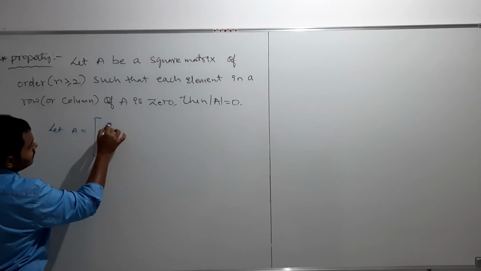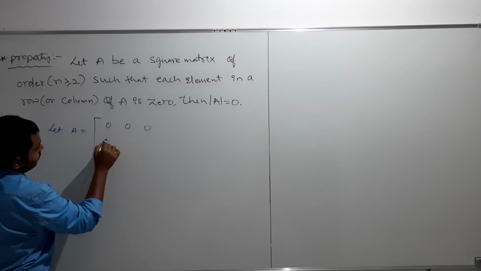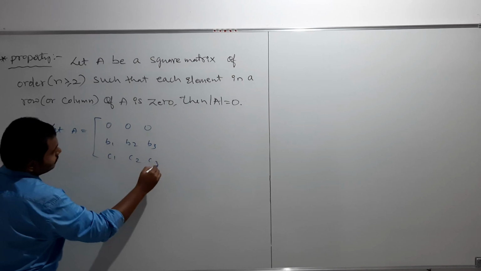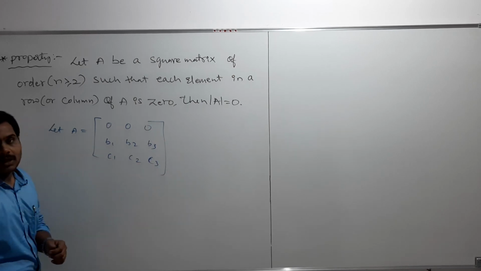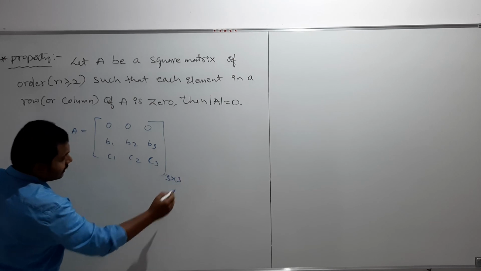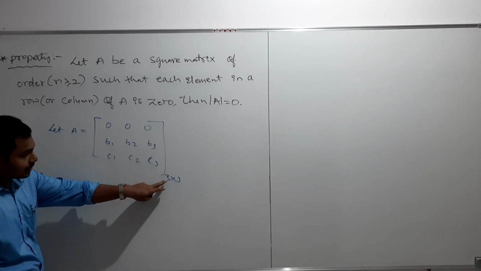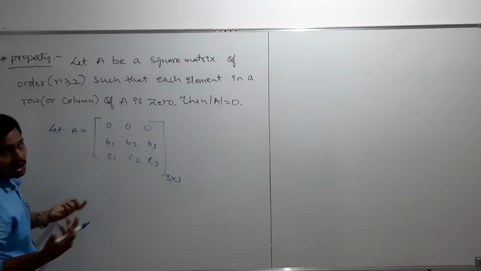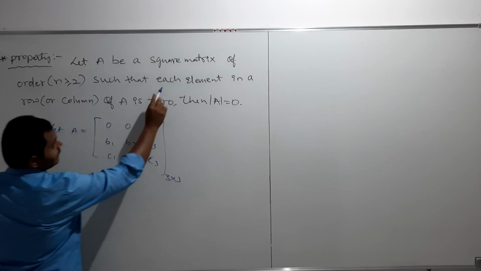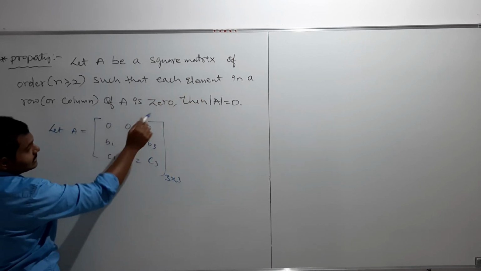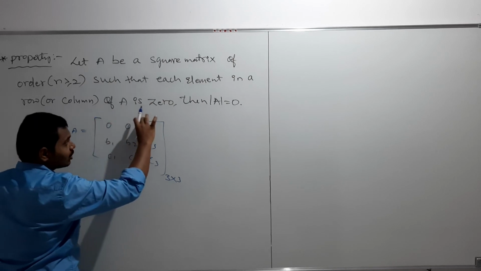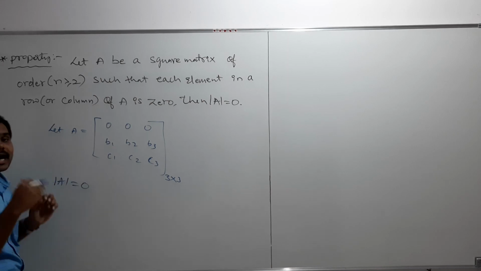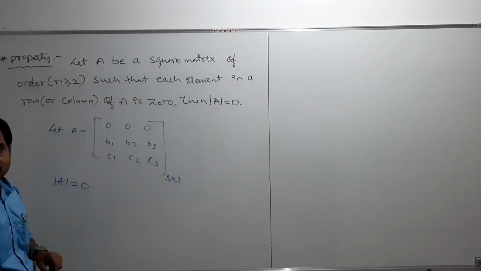Let A be a matrix where the first row is 0 0 0, and the other rows are B1 B2 B3 and C1 C2 C3. This is a square matrix of order 3. In this particular example, each element in a row of A is 0. So each element of row 1 is 0, and the determinant of this matrix is equal to 0. Directly you can write the determinant is 0.